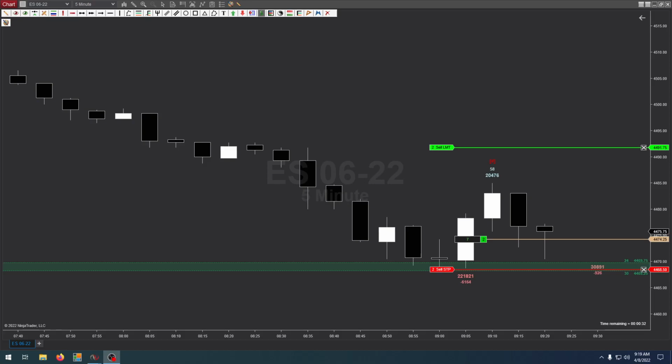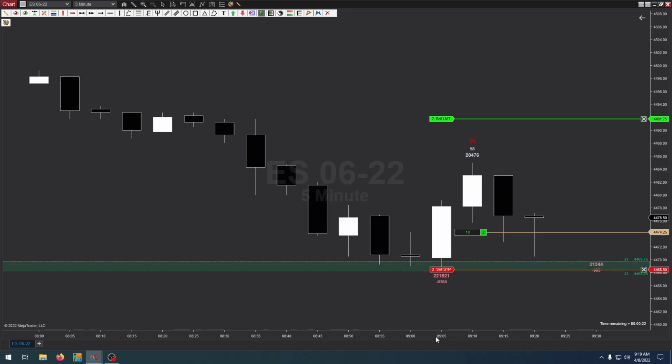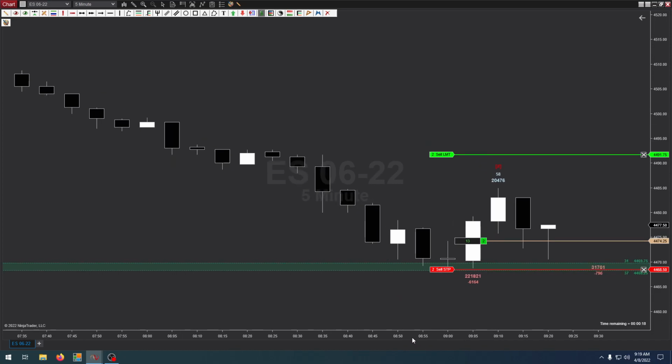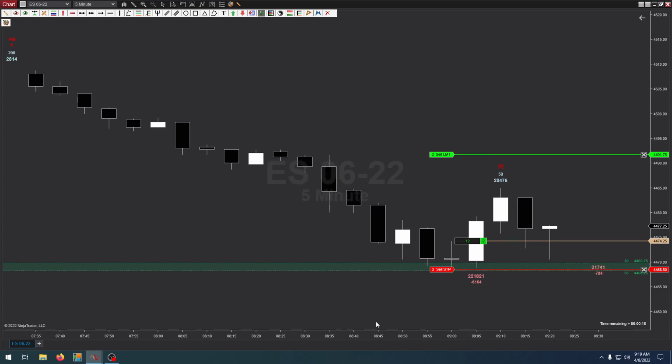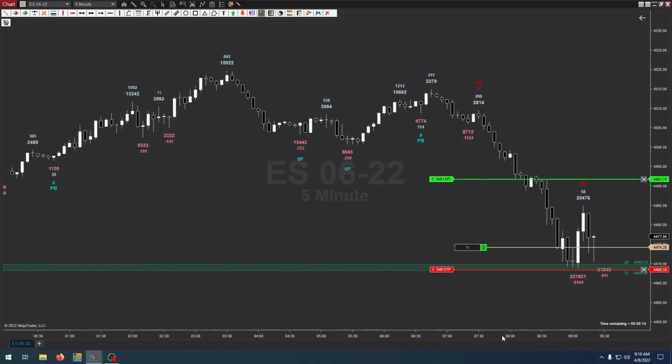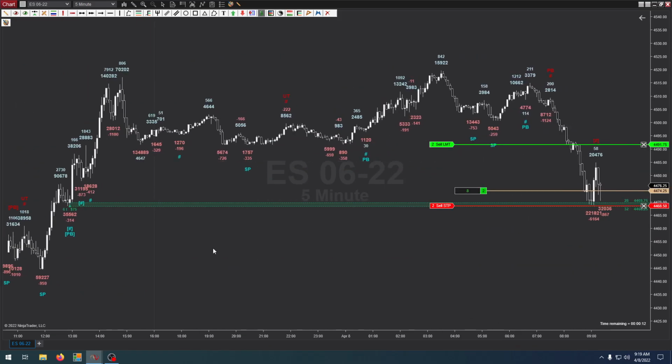Okay, I just jumped into ES. I was just looking at two time frames basically. I was looking at the 3 minute or the 5 minute here. What I have is this level right there, that swing low.